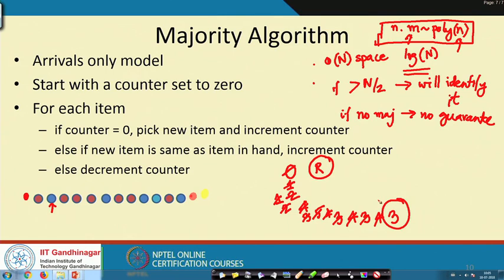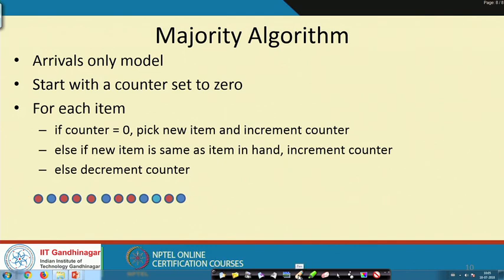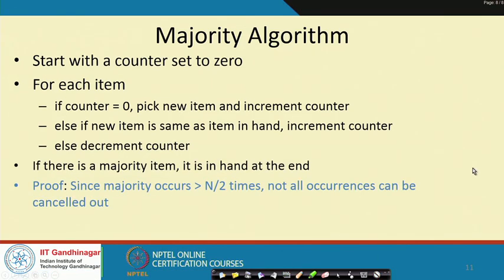Okay. So now what is the guarantee that we have? It is pretty clear that this is log n space, because we are only storing two things, an item ID as well as a counter value, and the counter value can at most be log of m, which as we said is again log of n, because we are dealing with polynomial size streams.